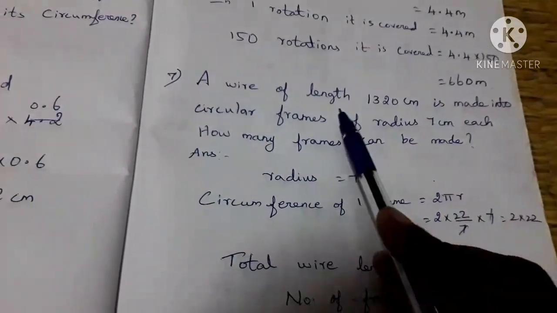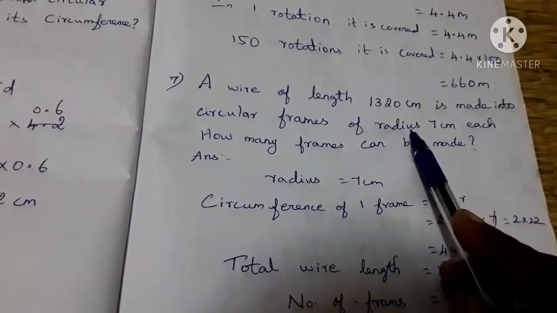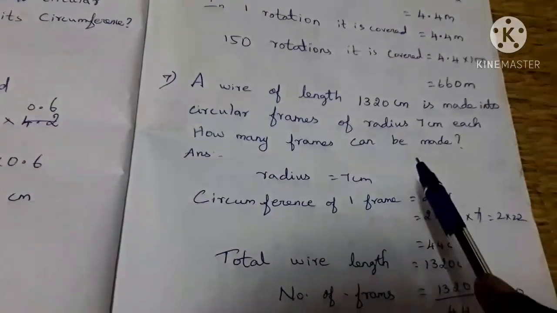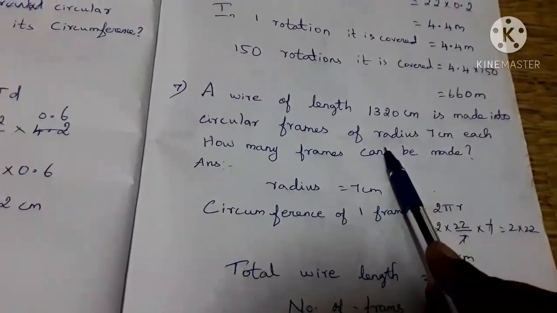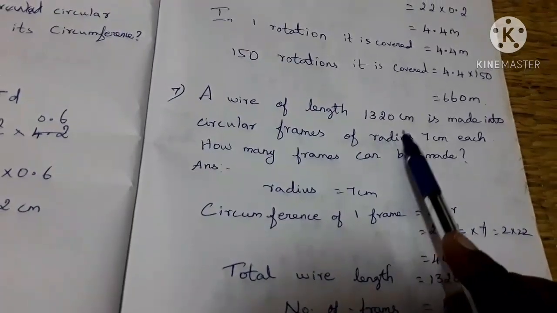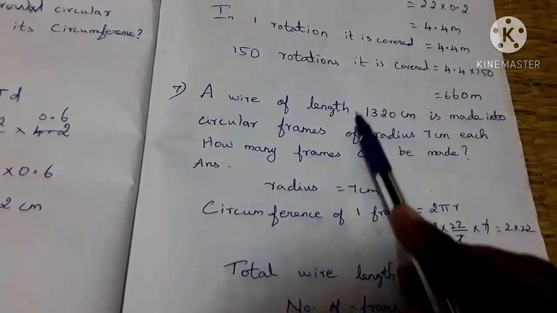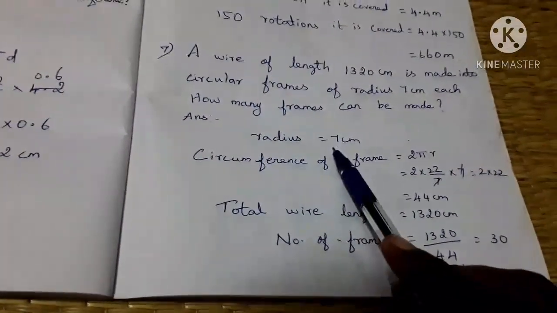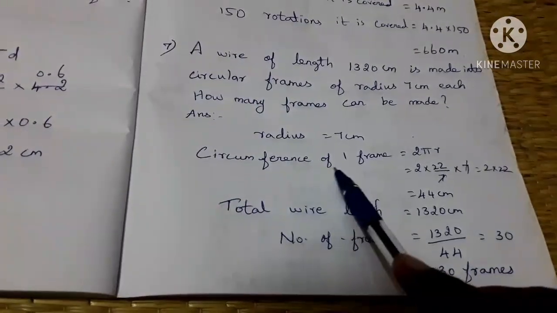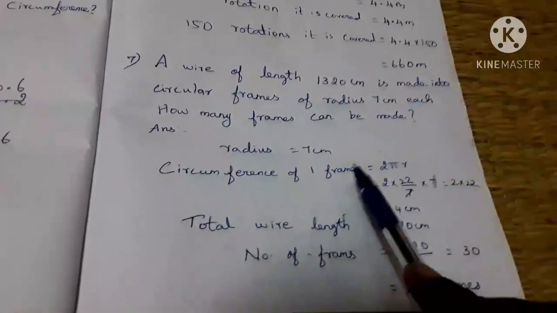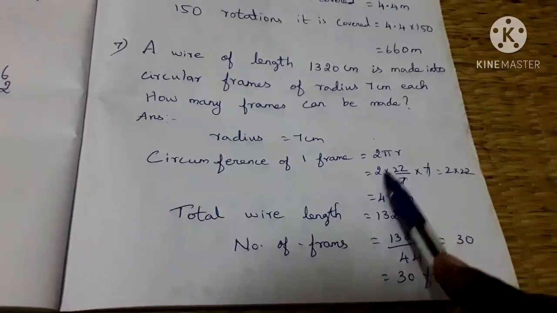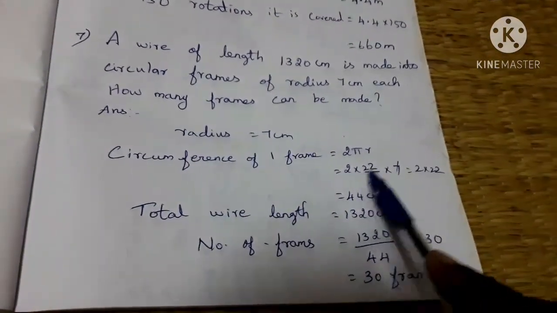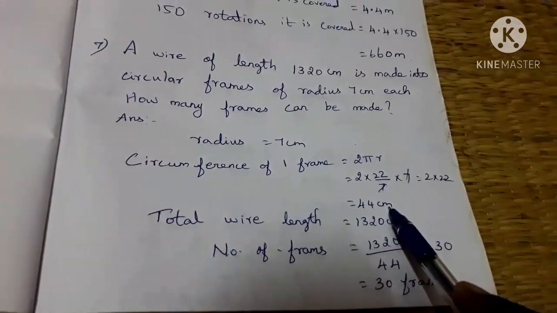We know one circular frame's radius. So first we find one circular frame's circumference. If we find one frame's circumference, we can find how many frames. The radius is given as 7 centimeter, so the circumference of one frame is 2 pi r, which is 2 into 22 by 7 into 7. 2 into 22 is 44 centimeter.